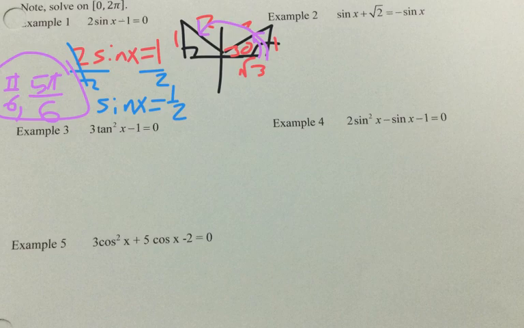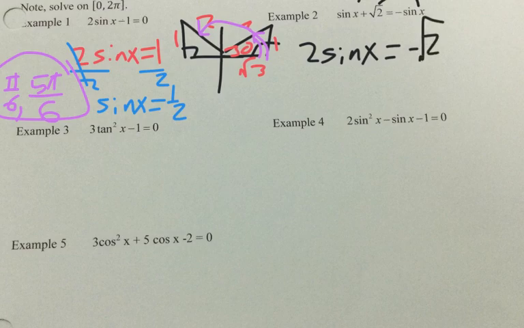I need to get all of my sine x's on the same side. So I could add sine x or just move it over, it becomes positive. So I have sine x plus sine x, which means I have 2 sine x. If I move the radical 2 over, it becomes a negative radical 2.